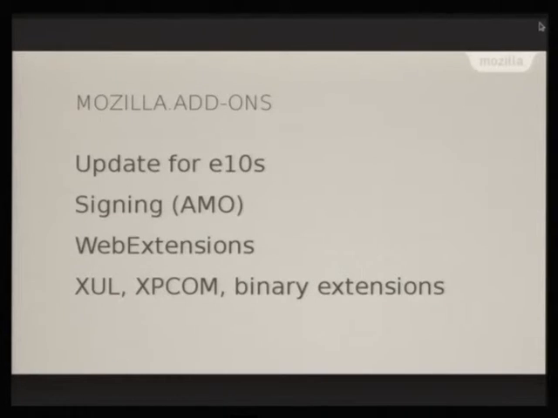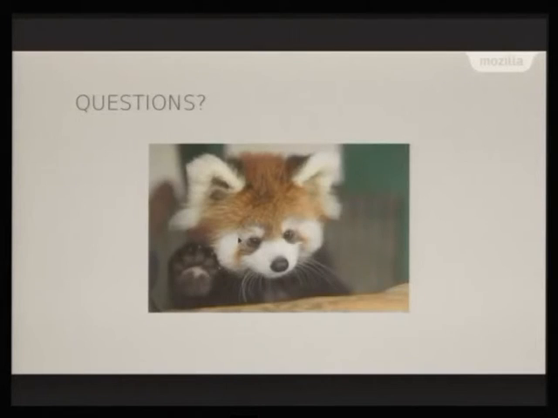And also there is a new interface, WebExtensions, which should be compatible with Blink and Chrome, I think. And Mozilla is also removing the XUL and XPCOM binary extensions, because it's really difficult to maintain everything for the new releases. If you have new releases, you have to maintain the old things, and it's difficult and expensive. So this is the reason why those things are going to be removed. Well, I think this is pretty much everything.